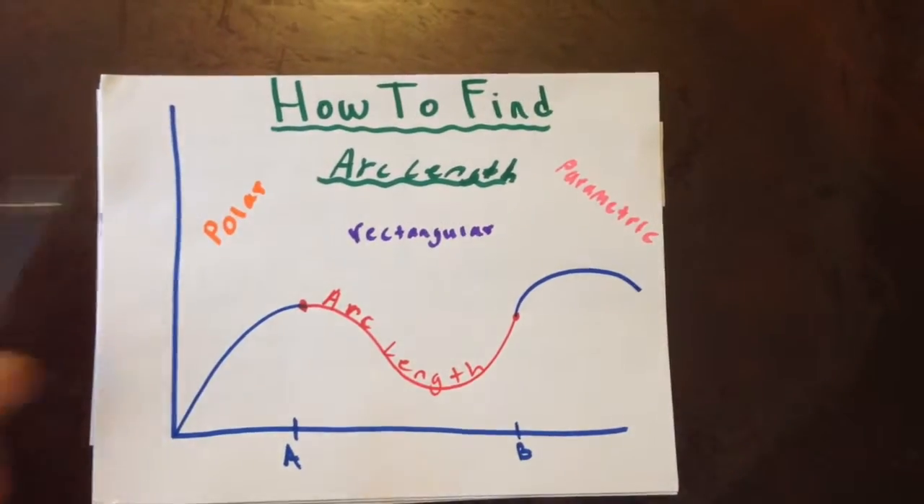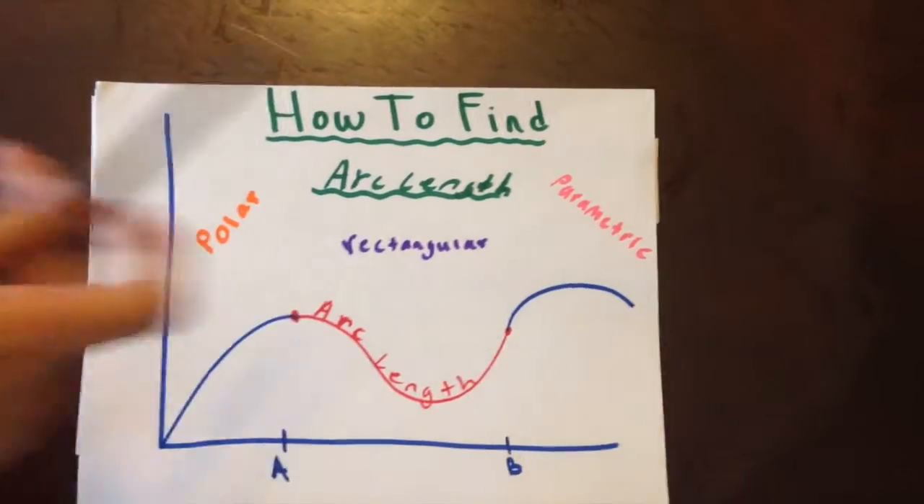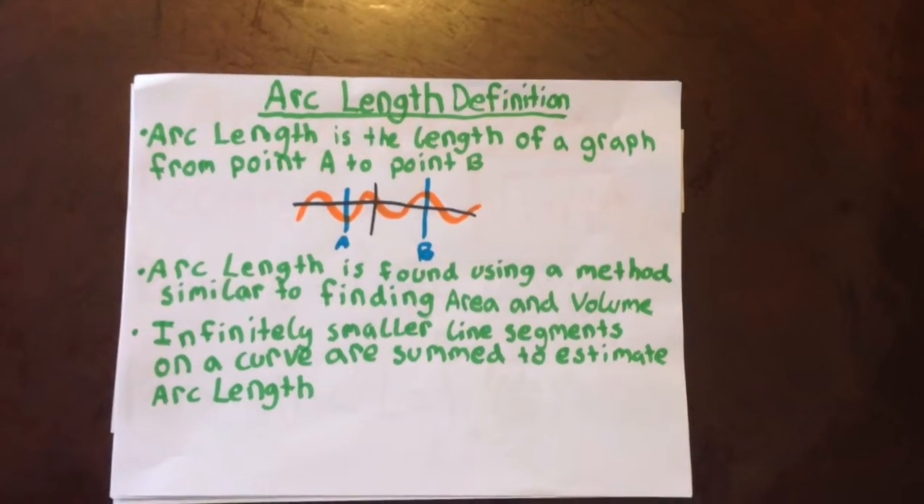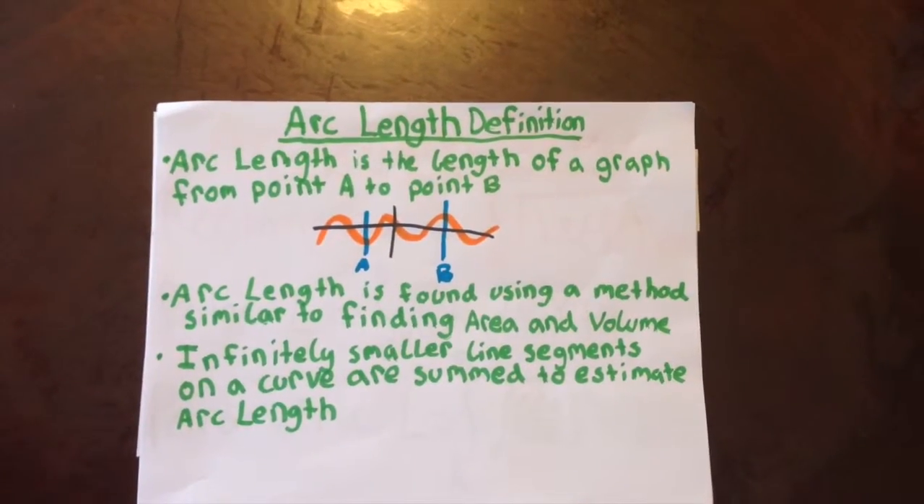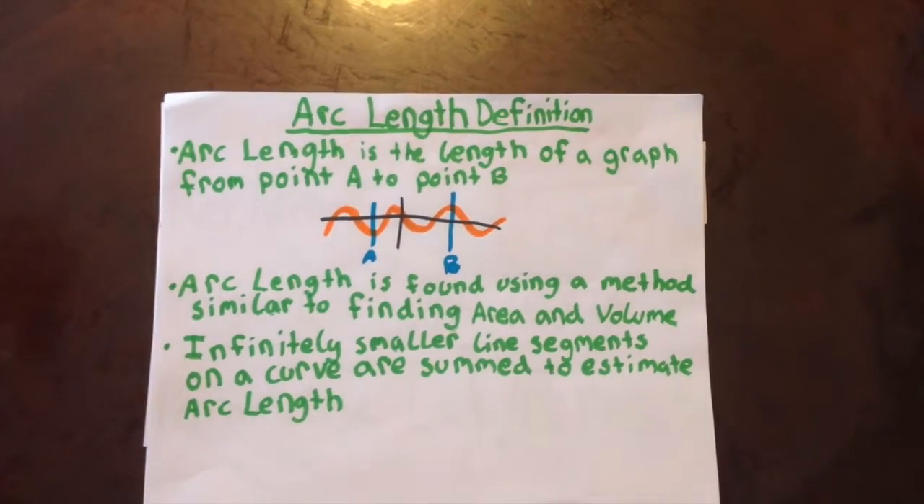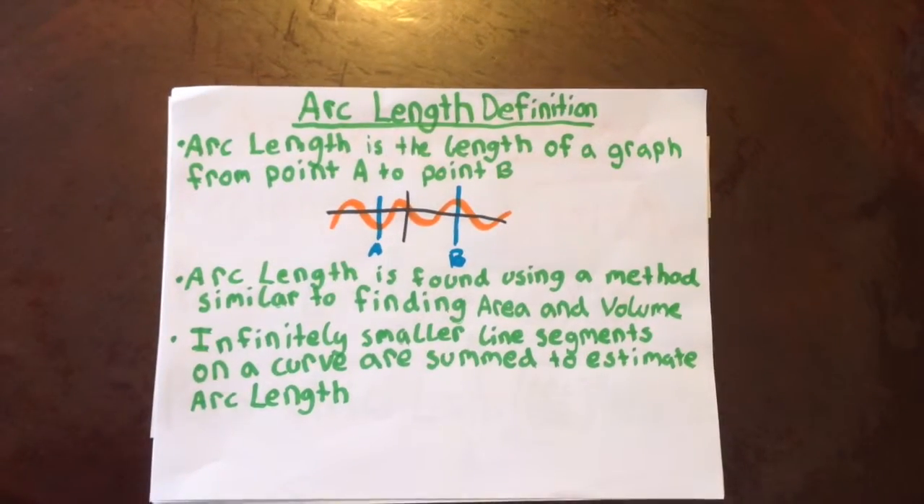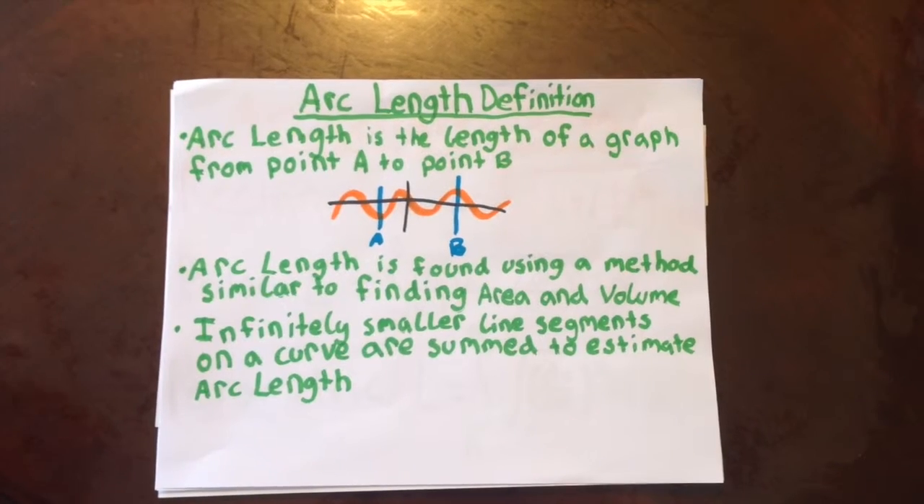How to find arc length of a polar, rectangular, and parametric curve. Arc length is the length of a graph from point A to point B. Arc length is like a trail, and you are walking along it. Arc length is found using a method similar to finding area and volume.